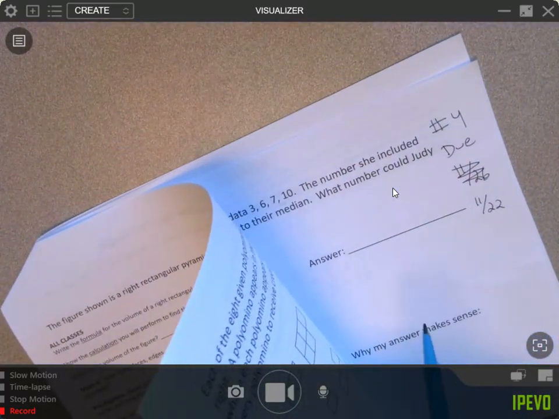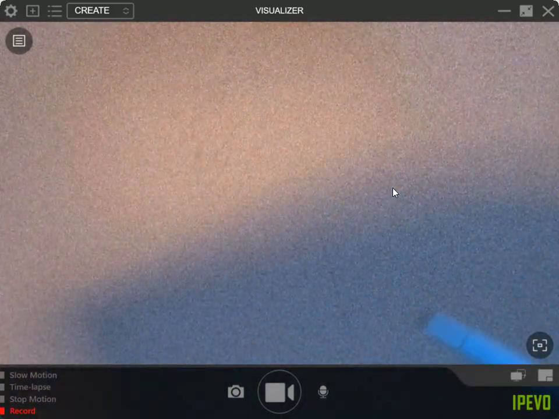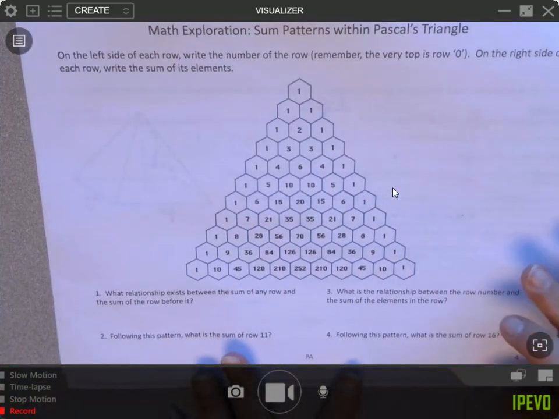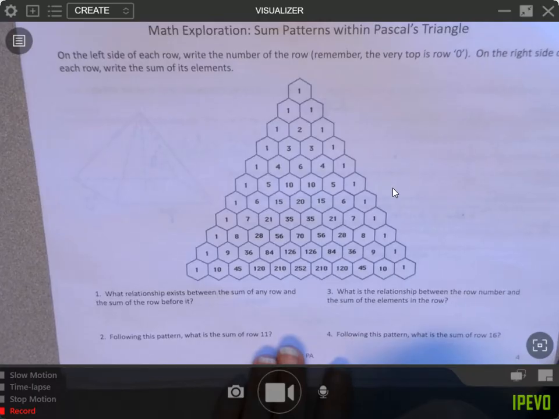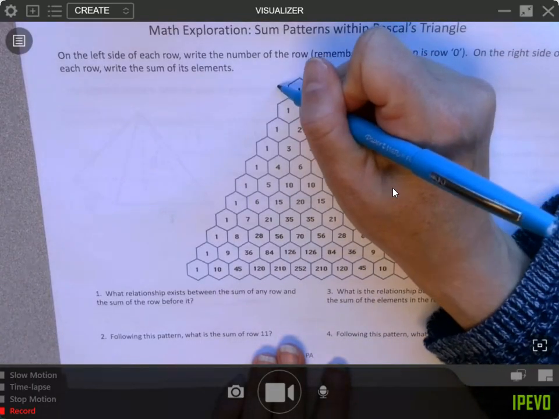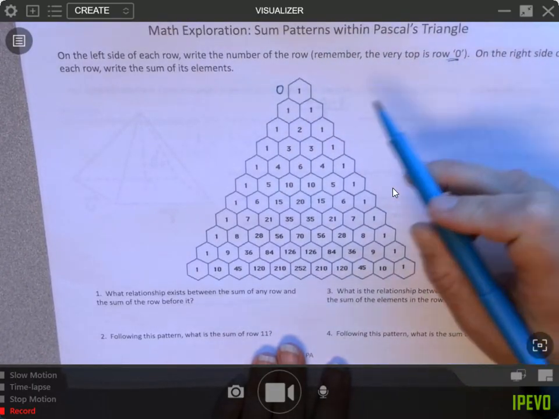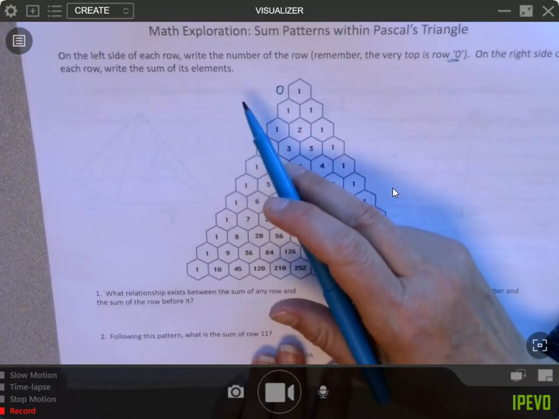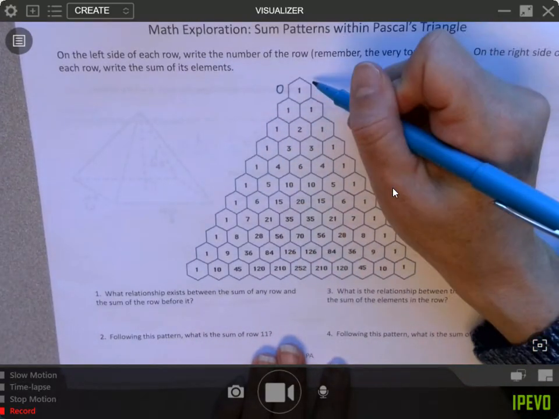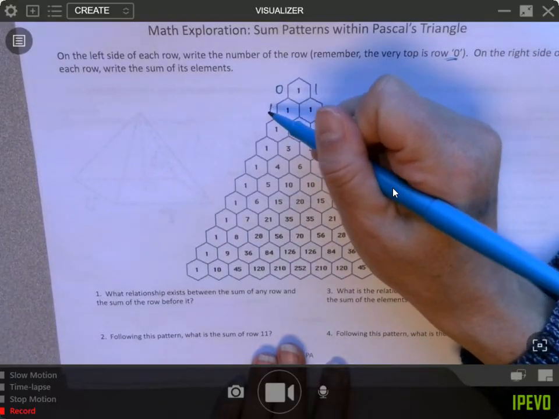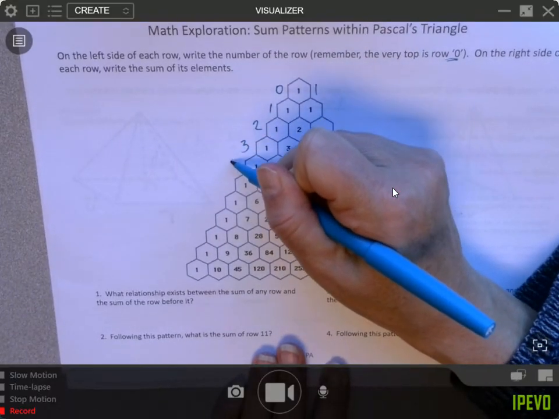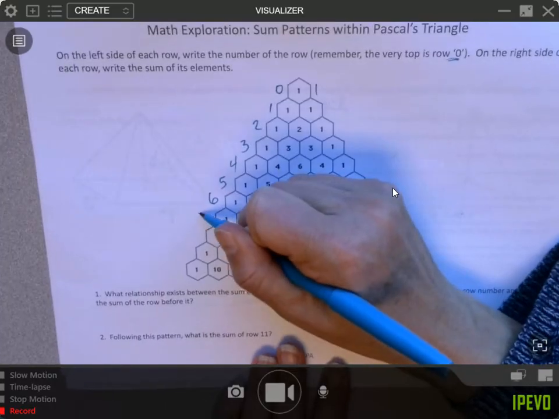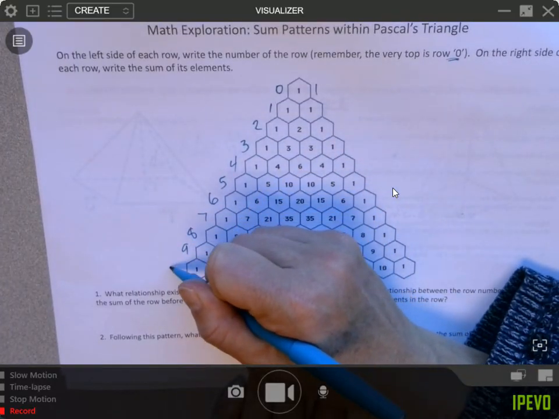Next page is the one that we all have all of those questions on. So when we have Pascal's triangle, our first row is 0. Then it says on the right hand side, write the sum of its elements. So there's just a 1 there. So here it's row 1, row 2, row 3, 4, 5, 6, 7, 8, 9, and 10.